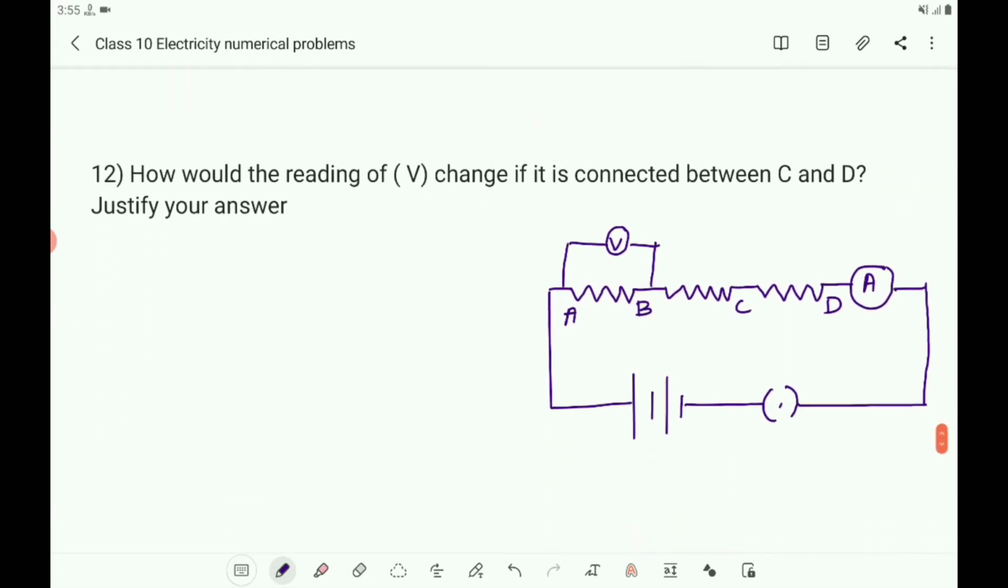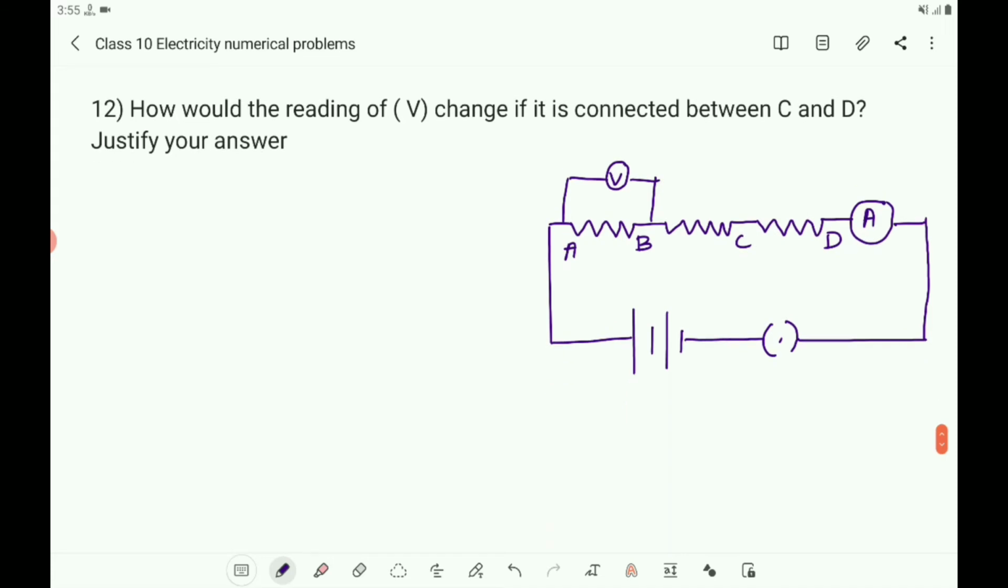Next, let us take the 12th question. How would the reading of V change if it is connected between C and D? Justify your answer. Here, what you have to find out? We have to find out the change in the reading of the voltmeter. In the given figure, the voltmeter is connected between A and B. So we have to find out the change in the reading if it is connected between C and D.